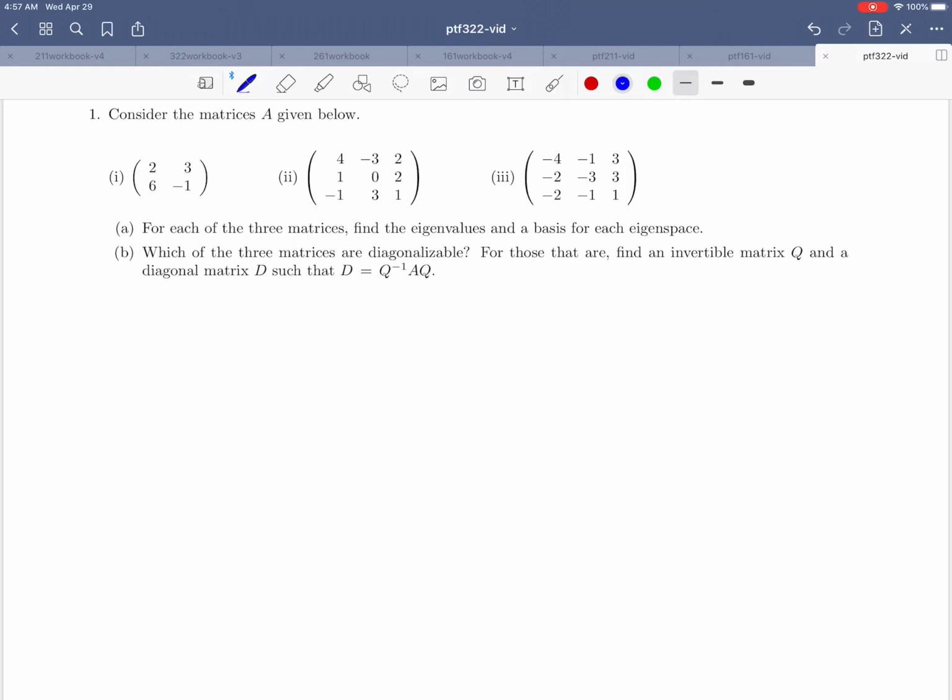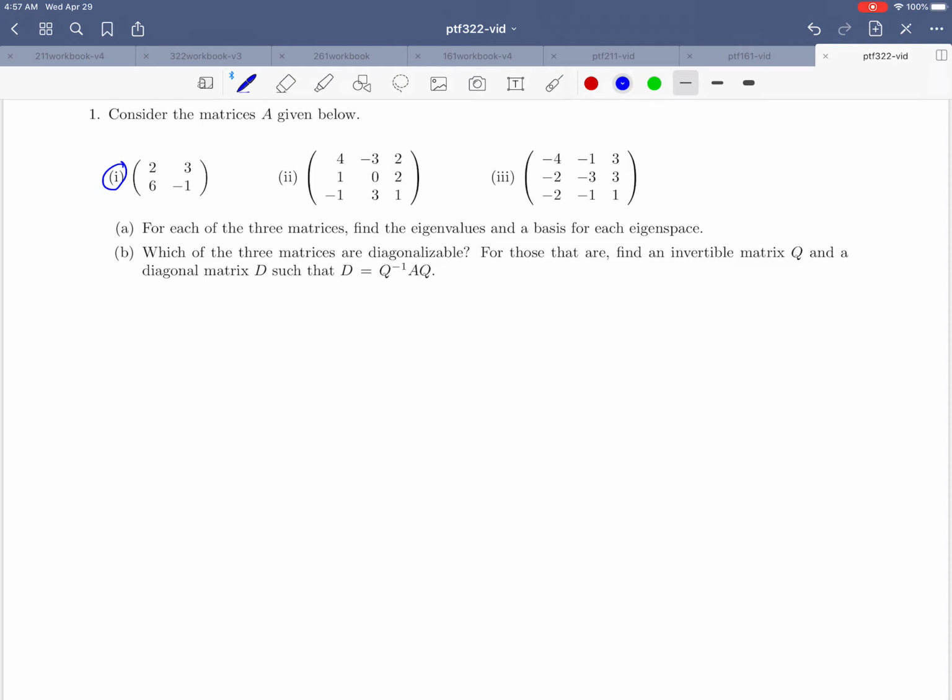Hi everybody, and welcome to exercise 1 on our list of final exam review problems. In this exercise we'll be talking about diagonalization of matrices. In this video in particular we're just going to be looking at matrix I here, the 2 by 2, seeing if we can do part A and B of this problem.